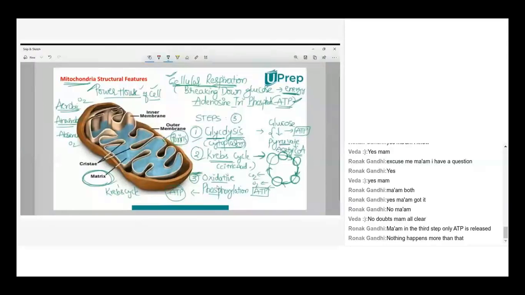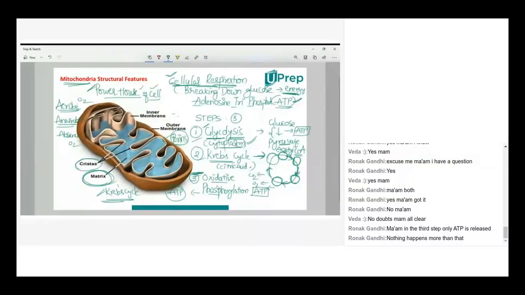Remember the places where the cycles or the steps are happening. Glycolysis will not happen in mitochondria. Glycolysis will happen in the cytoplasm, outside mitochondria. Then the products will enter into mitochondria, and in the matrix of mitochondria, you will have the Krebs cycle. Then oxidative phosphorylation. Oxidative phosphorylation happens on cristae.